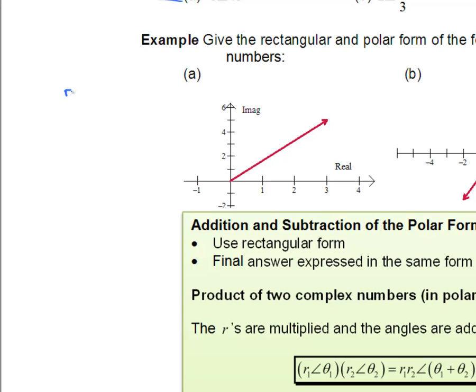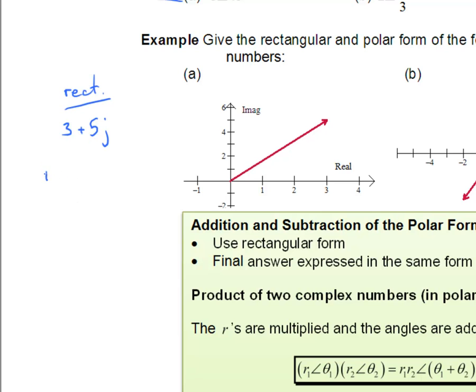So remember, the rectangular form means real, so 1, 2, 3 units in the real direction, and 1, 2, 3, 4, 5, so plus 5 in the imaginary. So there's the real and imaginary parts to make up the rectangular form of the complex number.